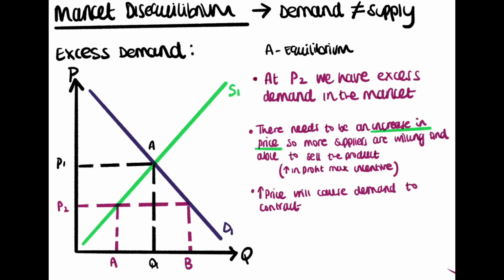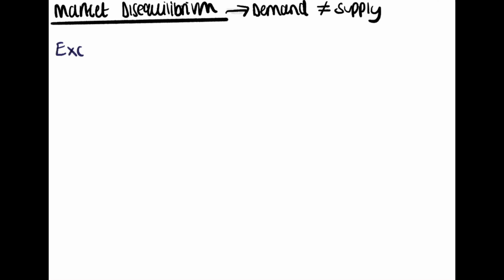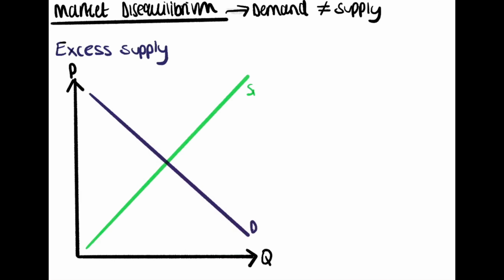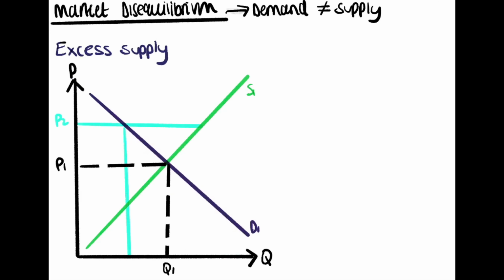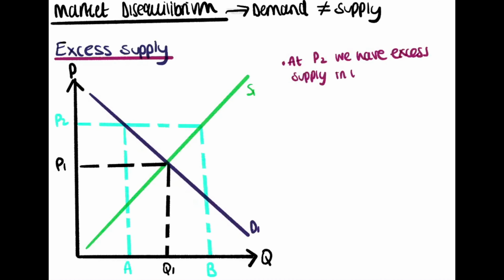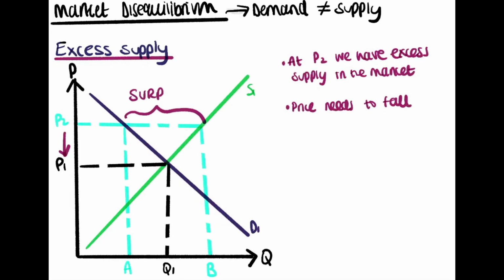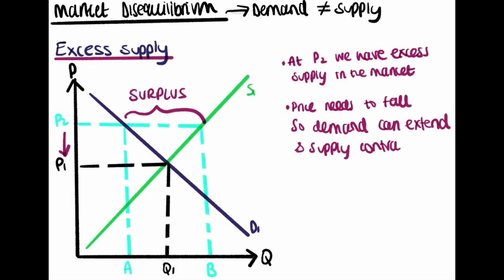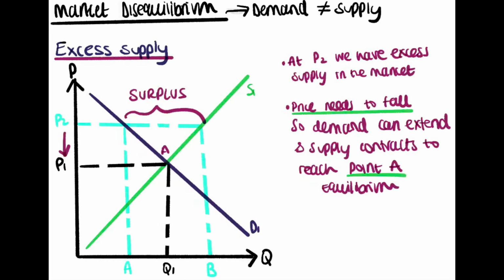There needs to be an increase in price, which would cause demand to contract and supply to extend and reach the equilibrium point. This graph shows a similar situation. At price point 2, we have excess supply in the market. This is because price is too high in the market. Supply is at point B, but there is a shortage in demand at point A. To reach equilibrium, price needs to fall, which would result in consumers demanding more, causing an expansion in demand, and supply would contract. And this would allow us to reach the equilibrium point A.